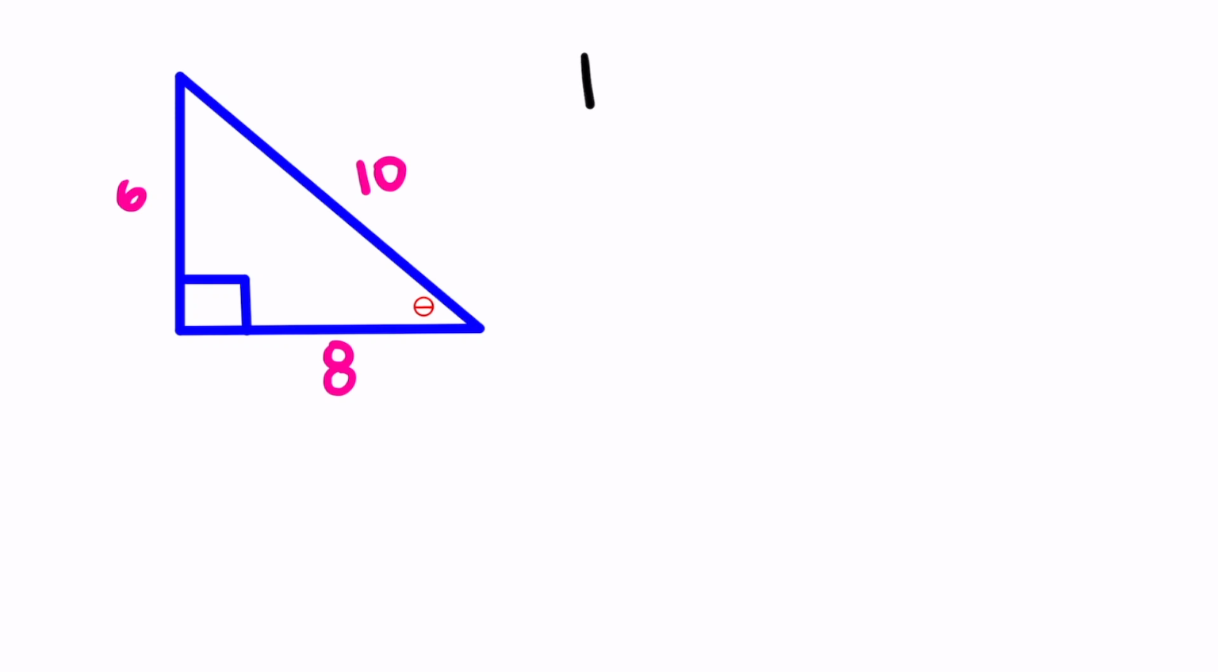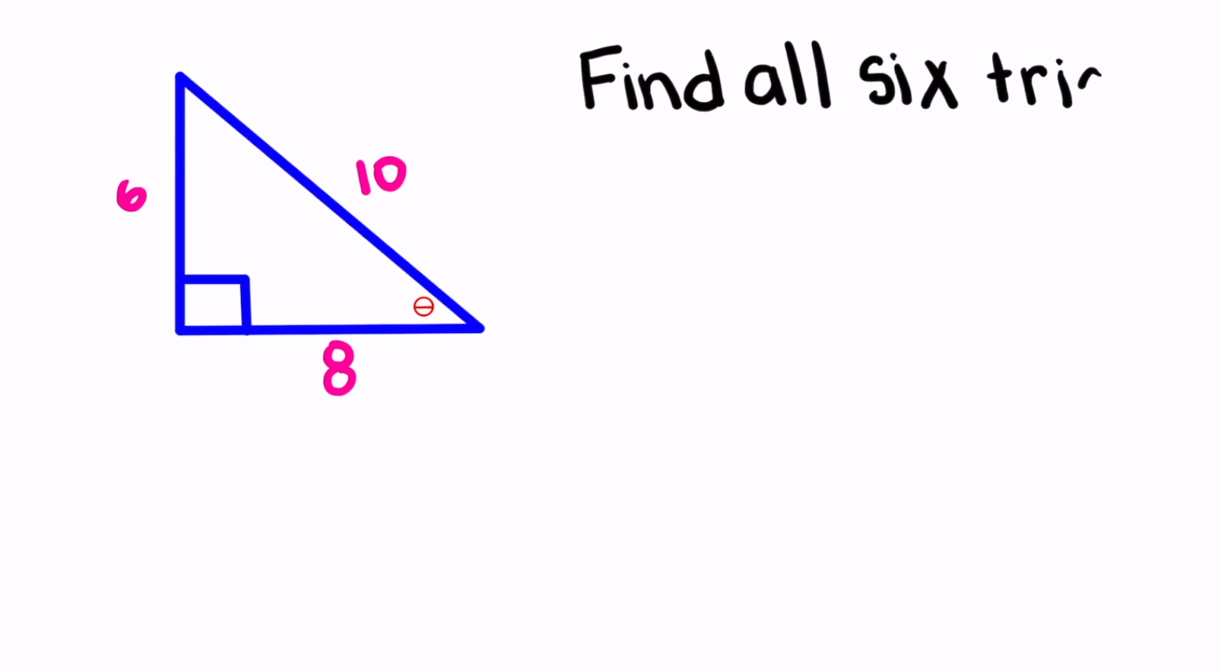All right, so here we have a right triangle with side lengths 6, 8, and our hypotenuse is 10. What we want to do now is find all 6 trigonometric functions of this right triangle in relation to our angle theta.